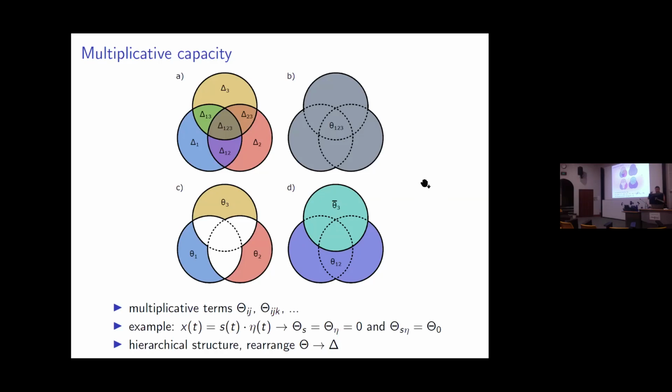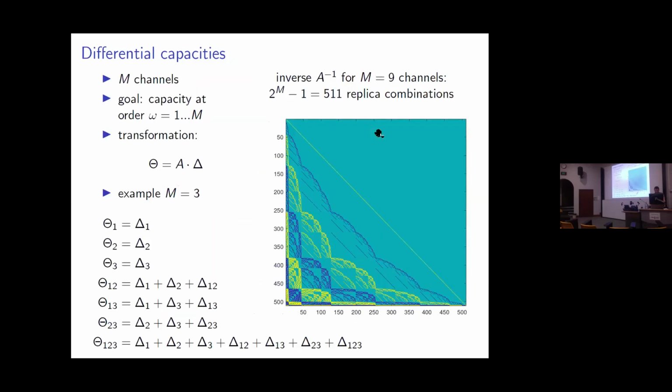This gives you a hierarchical set of these individual capacity measures, which you can then rearrange, disentangle, so to say, and get these, which we denote as the deltas now, these individual contributions. Luckily, the transformation is linear. So the transformation from these raw capacities that we measure directly from the replica experiments to the individual pieces at each level of the hierarchy, which are denoted by the delta, is given by some linear transformation A.